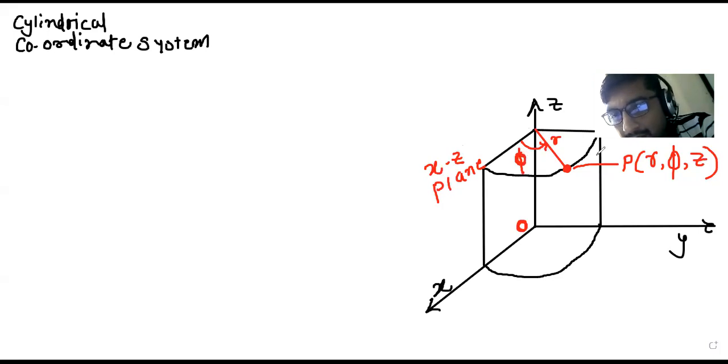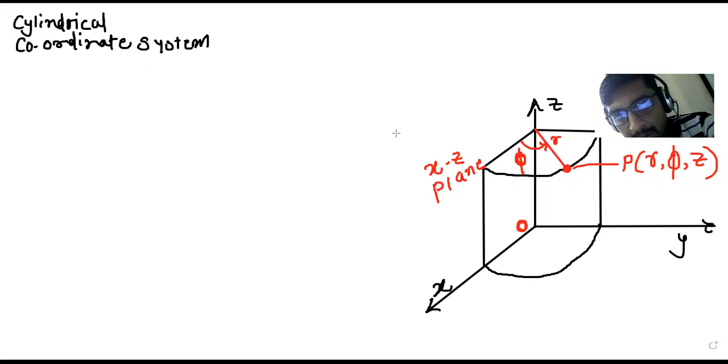Any doubt so far? Have you understood what is R? What is phi? Can someone respond if you have understood? R is the radius measured from the z-axis. Phi is the angle between the plane and the radius. Any doubt so far?